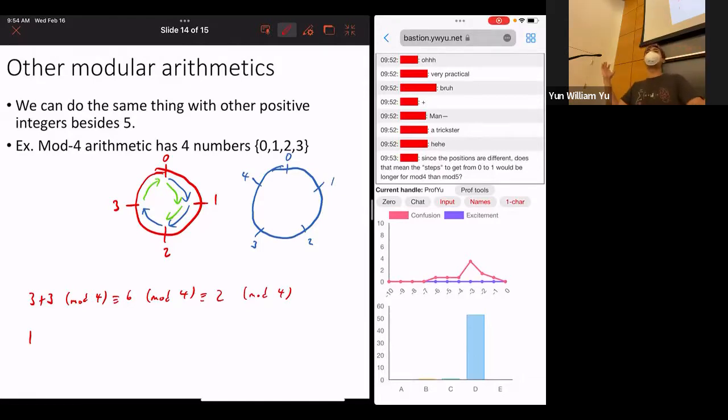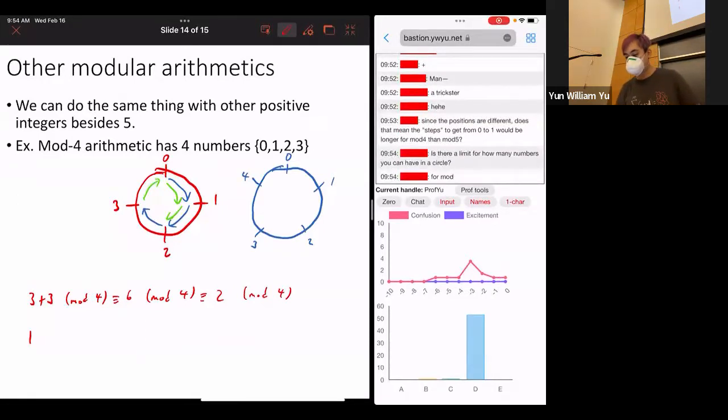This question doesn't make any sense. I don't mean that in any sort of mean way. It's just that we haven't invented what it means for something to be long. So remember how much work we had to do to invent measuring distances? That's basically what we're running into here. We haven't invented measuring distances in mod 4 or mod 5 yet. And so there's no way of comparing.